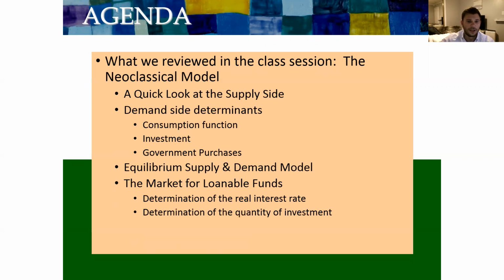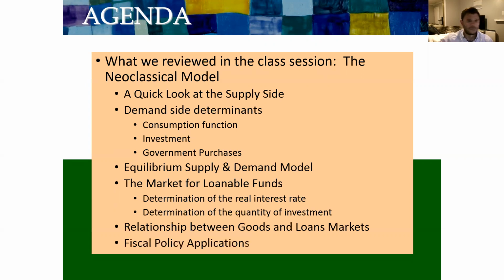And again, this is the first idea in the macroeconomic perspective we've been taking, whereby there is a very close relationship between the market for goods and services and the market for financial assets, or in this case, specifically loans. And we looked at some fiscal policy applications, and I wanted to just run through all of that again quickly here, to make sure you have some reference guide for what we had covered in class.